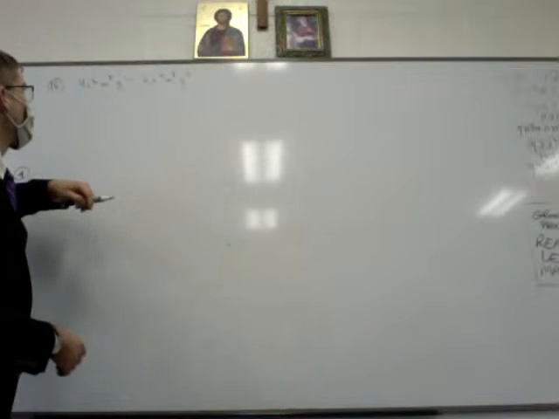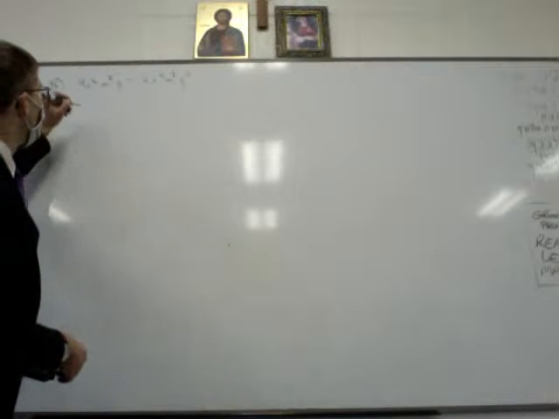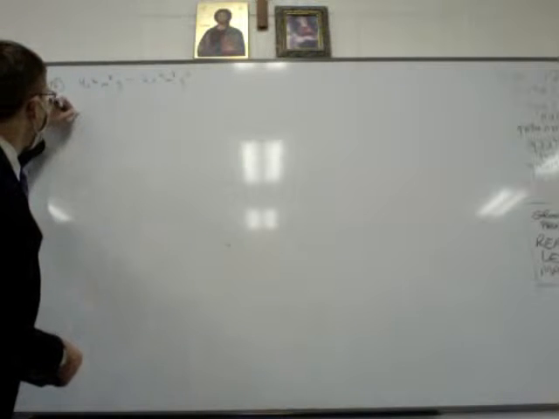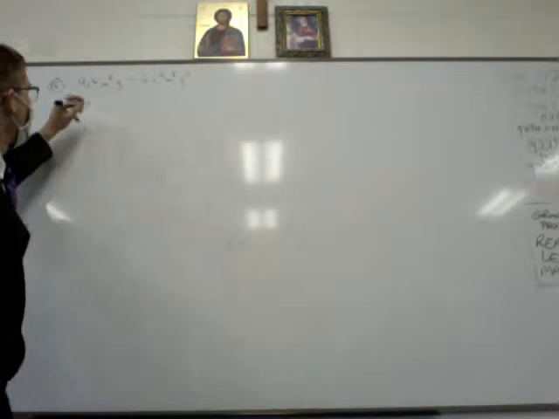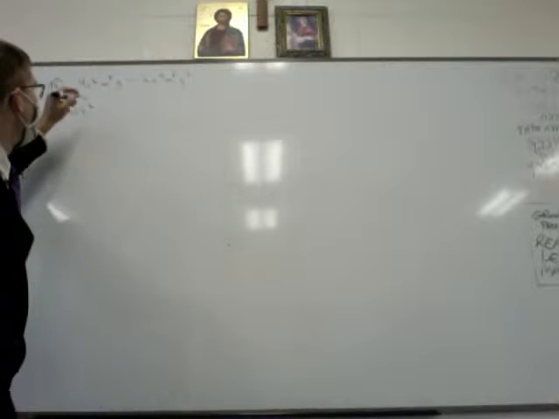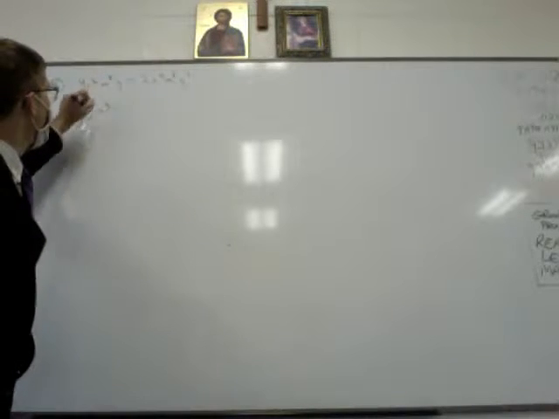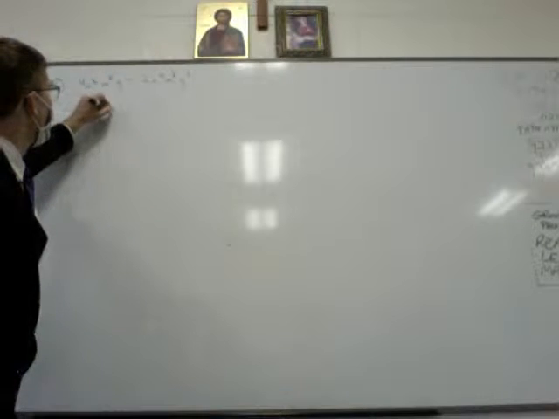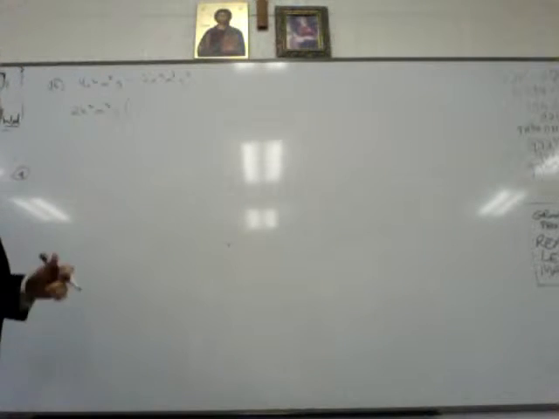What's the greatest common factor of 4 and 2? 2. What's the greatest common factor of x squared and x to the 4th? X squared. What's the greatest common factor of m to the 5th and m cubed? What's the greatest common factor of y and y cubed? Y. All right. Then when we divide that out of the first term, what are we going to get?